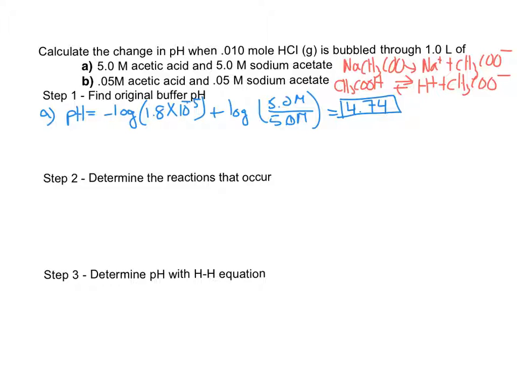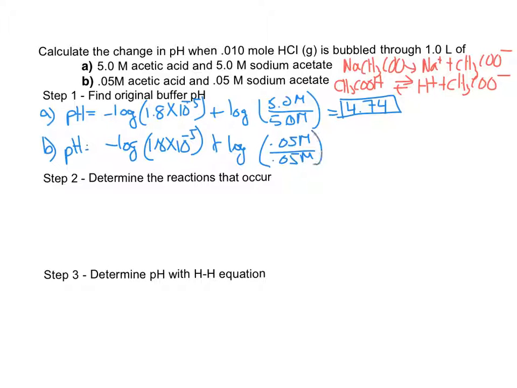Okay, let's do it for buffer B. So the pH is negative log of the Ka, or pKa, so it's still acetic acid and sodium acetate, so the same Ka, plus log of my conjugate base, which is the sodium acetate. It's now 0.05 molar, and my acetic acid is 0.05 molar. What happens to the pH? It's the same.